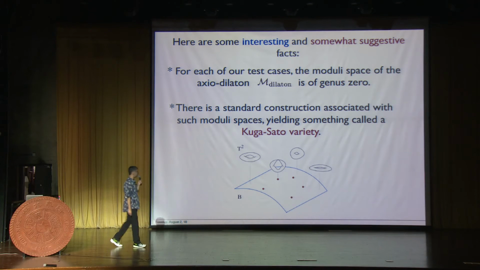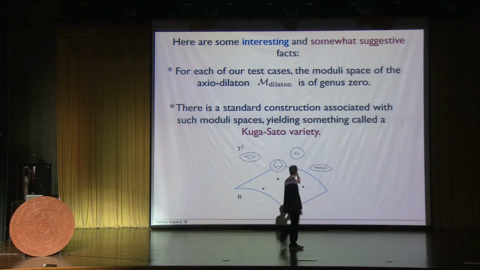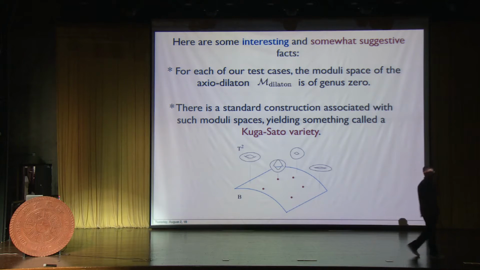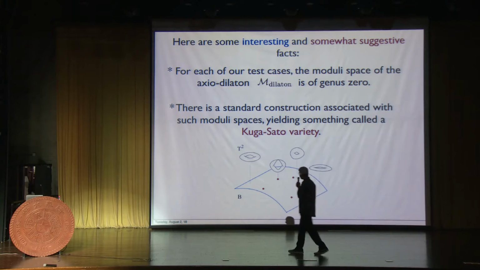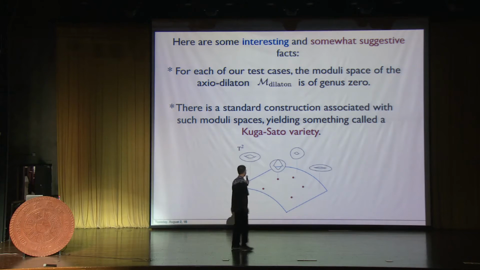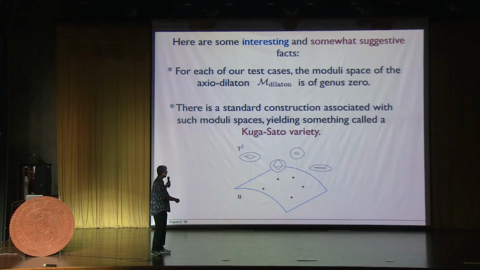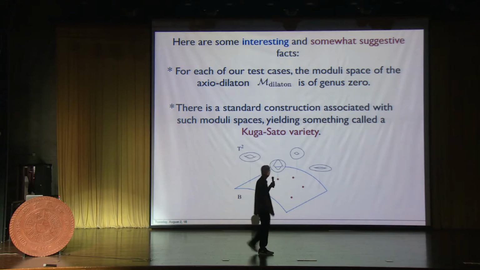Here are some interesting and somewhat suggestive facts. For each of our test cases, the moduli space of the axiodilaton is of genus 0. You view that space as a Riemann surface. You can compactify it appropriately. You ask what genus Riemann surface it is, and these are all spaces of genus 0. There's a standard construction associated with such moduli spaces, yielding something called a Kuga-Sato variety, that does the most obvious thing possible. Given a point in the moduli space, you can make a larger space by associating with that point some number of copies of the precise elliptic curve specified by that point in moduli space. It's sort of a tautological construction.